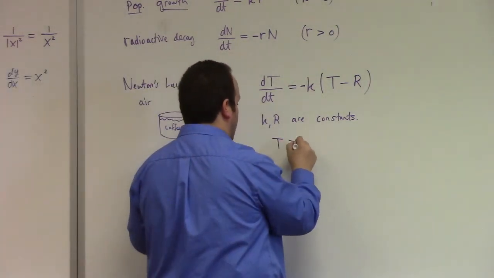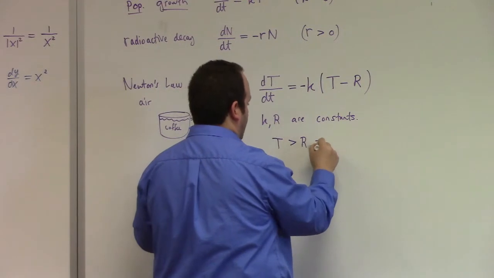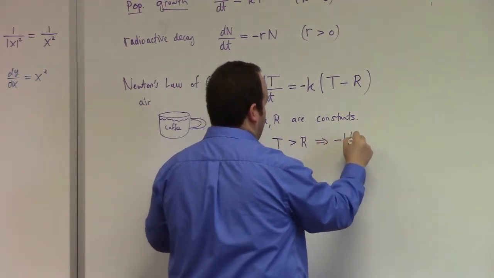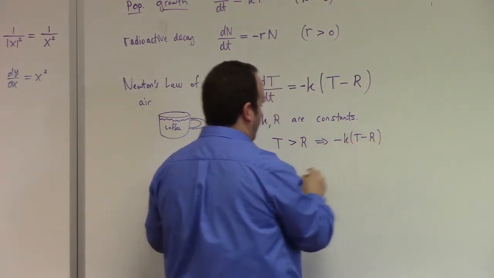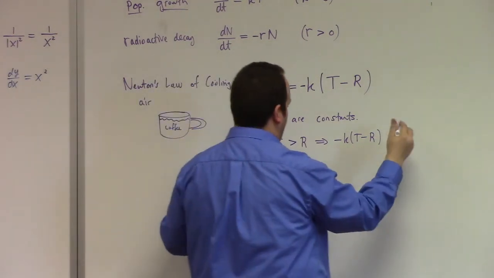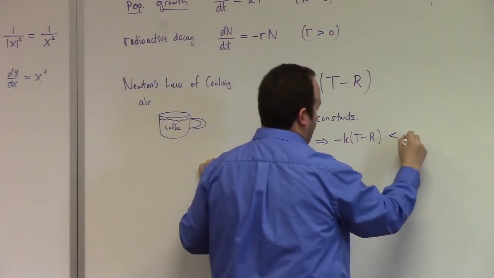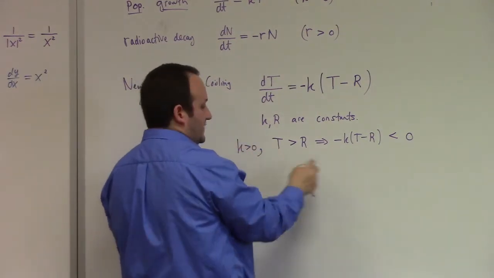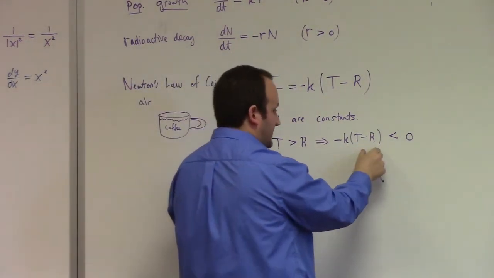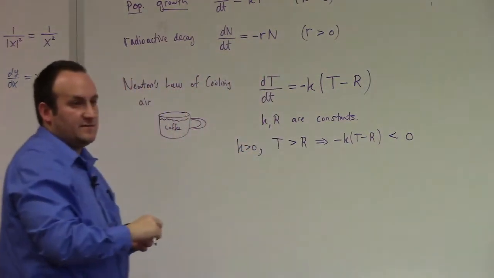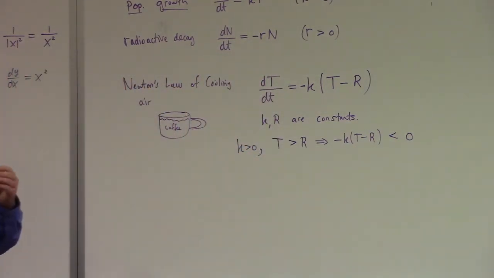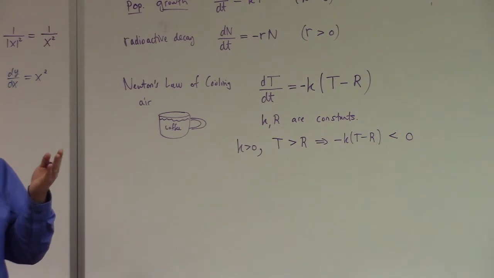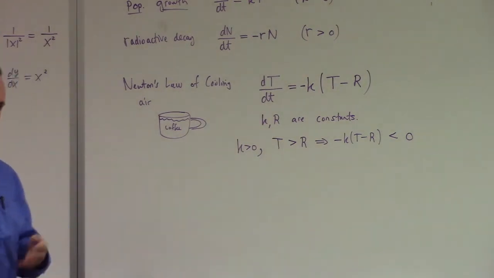If T is greater than R, what's that mean? Minus K times T minus R is what? Less than 0, right? If K is greater than 0. Because I'd have a negative times a positive, which is negative. And that makes sense, right? If the temperature of the coffee is larger than the room temperature, it should decrease. Okay?